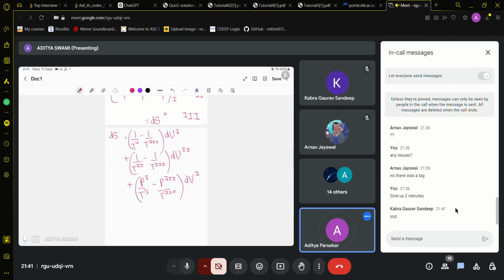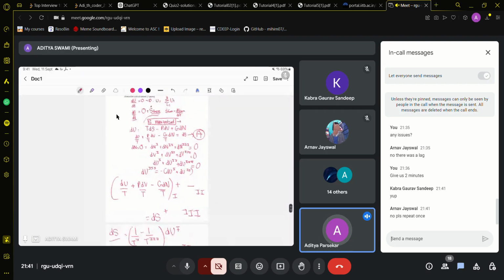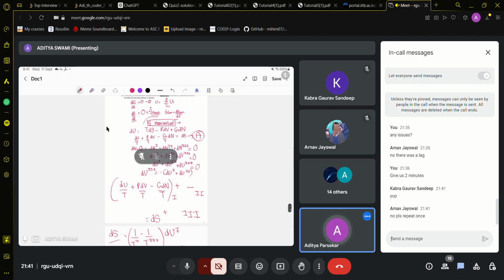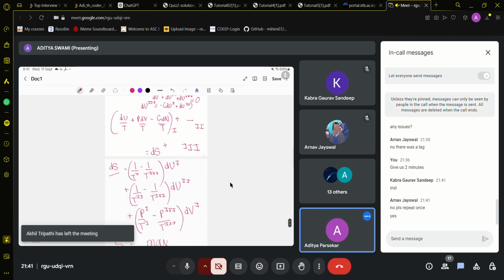Got it. So now we know that the entropy is maximized. Okay, repeat. Got it. So is this part clear, how I've written this? Okay, so I guess this substitution is a bit tricky. So now let's just go into that once.